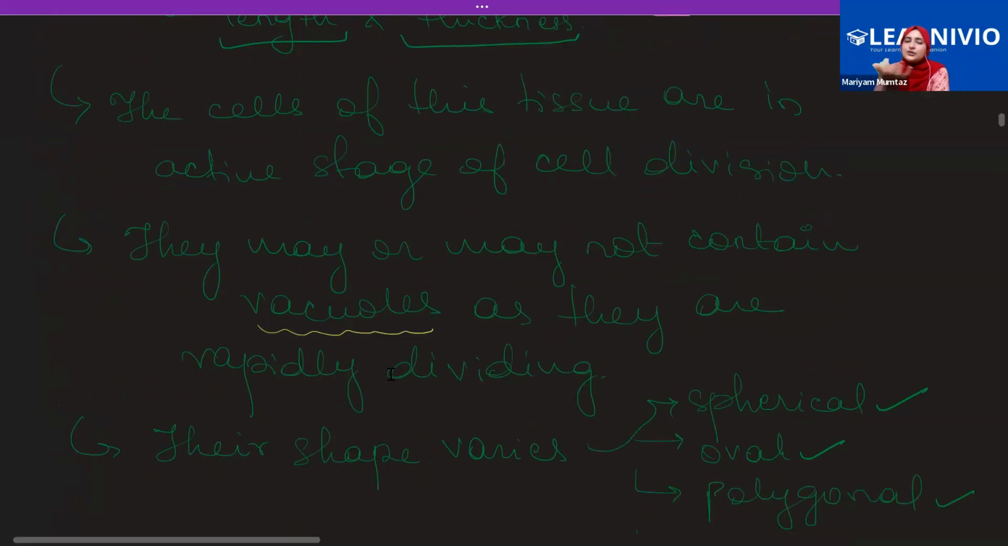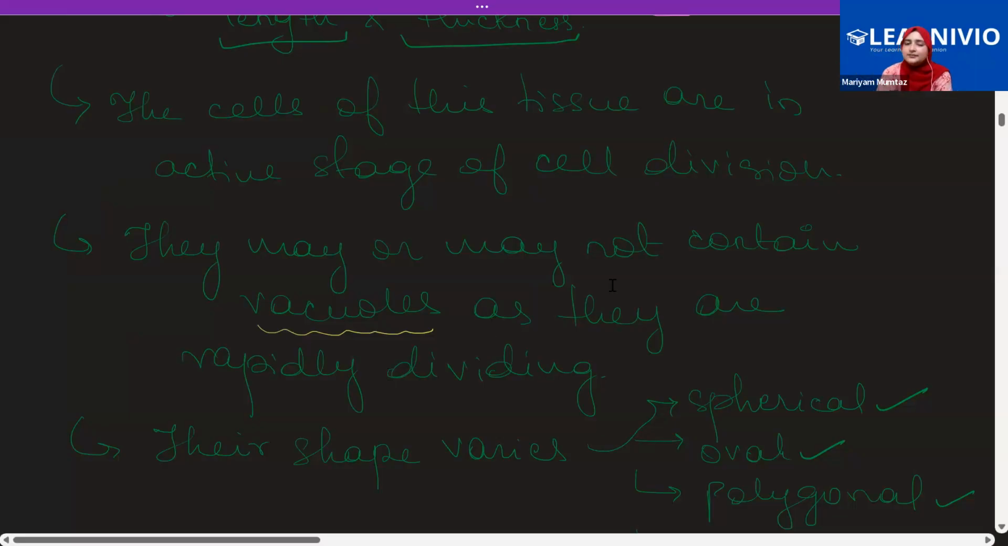Or the vacuoles could be absent as well. Why? Since these tissues are constantly dividing, they do not need anything to store. Vacuoles are responsible for storage. That is why, since they are constantly dividing and dividing, they do not need any storage body. That is why the vacuoles may be present, may not be present. It depends. Is it clear?